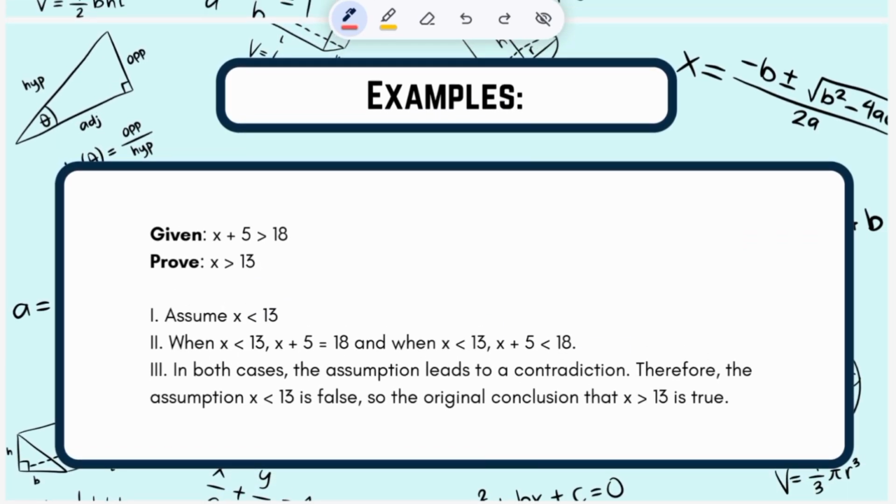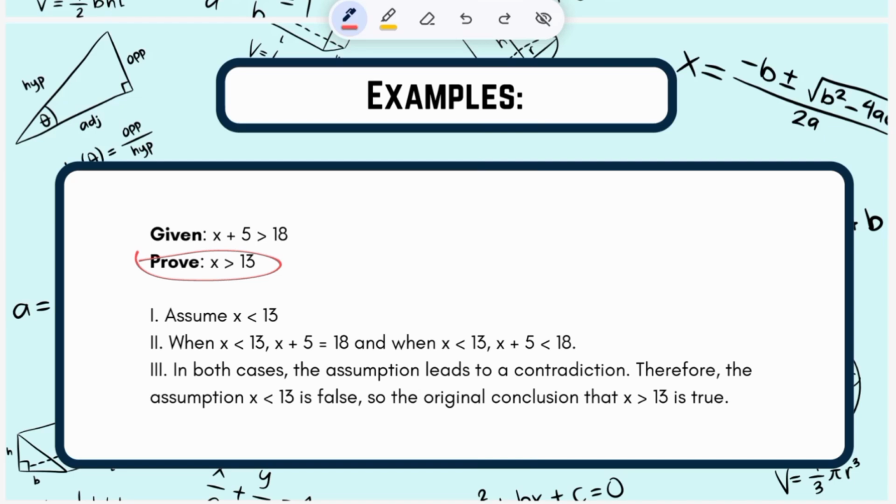Here is an example of indirect reasoning. We are given x plus 5 is greater than 18, and the statement to prove is x is greater than 13. So, here are the three steps. Number one, assume that x is less than 13. So, as you can see, it is reversed. That's our step 1, the opposite of the statement we want to prove. Number 2, when x is equal to 13, x plus 5 is equal to 18. And when x is less than 13, x plus 5 is less than 18.